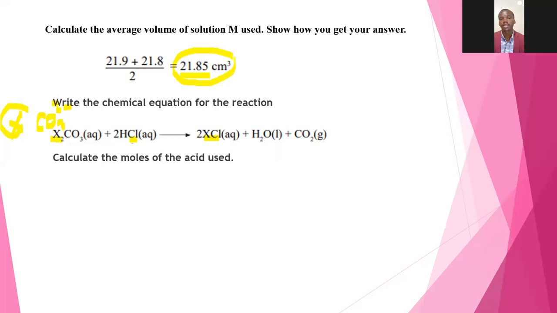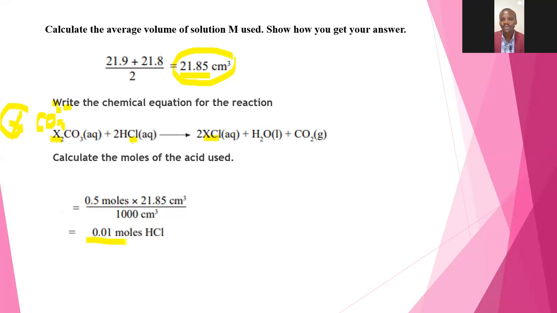That is that. And its molarity, we know its molarity, which was 0.5. Then now we multiply 0.5 times the volume, which is 21.85. Then we divide by 1,000. That's the way it has been done here. We'll be able to get 0.01 moles of hydrochloric acid, as simple as that.